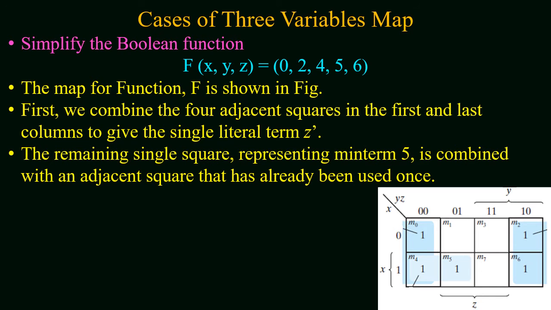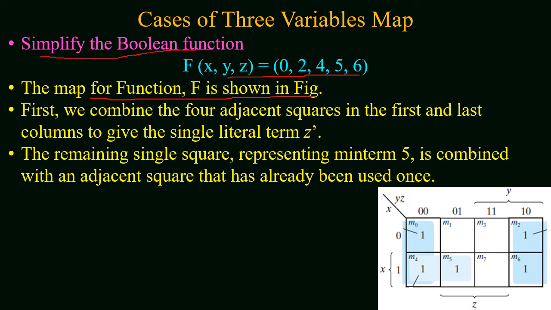Now in the given example, simplify the Boolean function which has minterms at 0, 2, 4, 5 and 6. At first, a 3-variable kmap is drawn and minterms are placed at the desired locations. Then for simplification, we make groups of adjacent squares which contain the minterms.